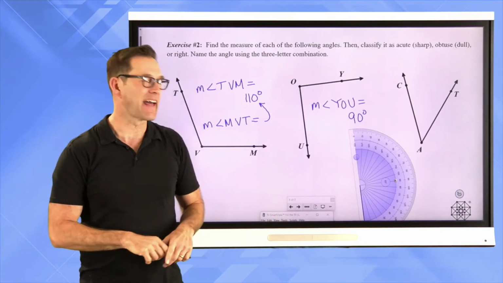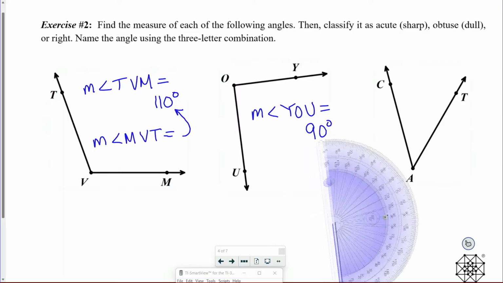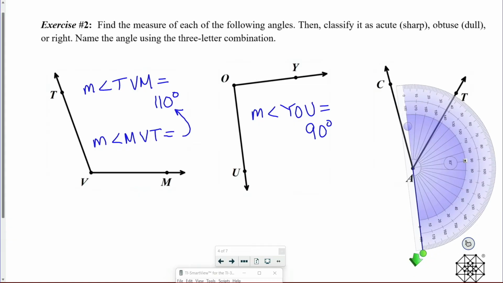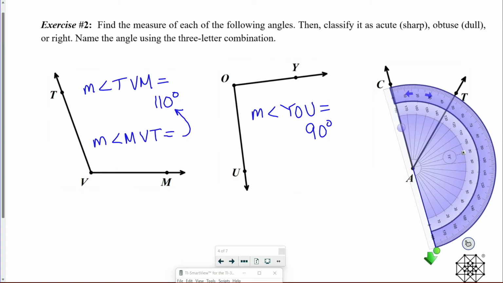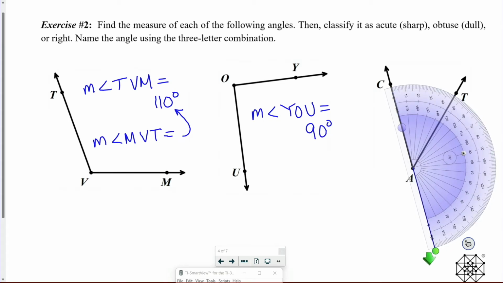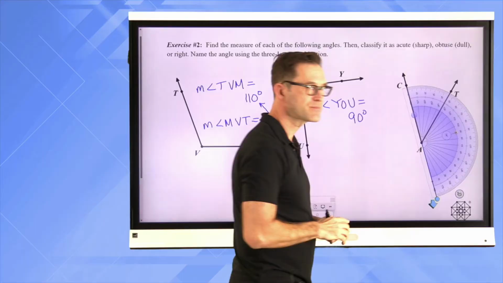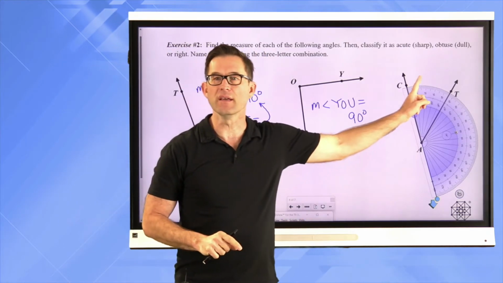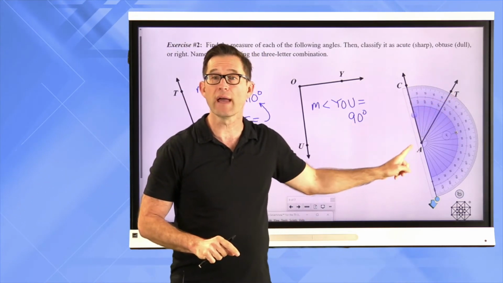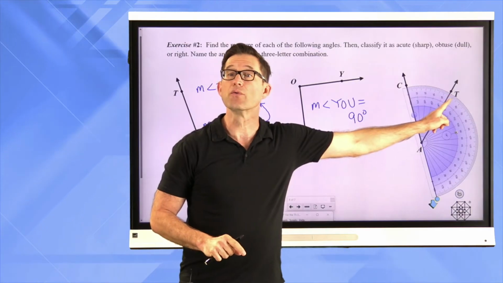Let's measure CAT, C-A-T. All right, here we go. Again, what I need to do now is rotate this so that one of the rays goes through a zero. And then what I'll see is if I look at this particular ray of this acute angle, it goes through 45.